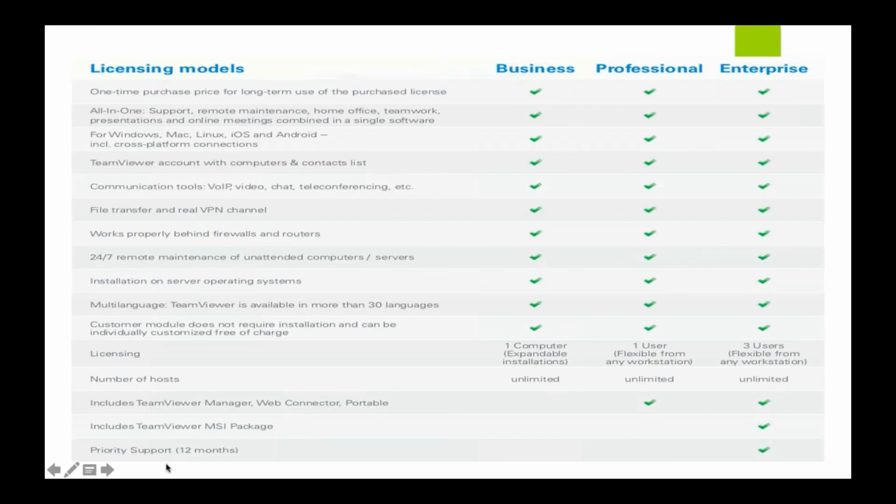So we have the enterprise level, which is the last part. We have three users, which is flexible for the workstation, and we have unlimited hosts again. So these are the three models which can be proposed for licensing.